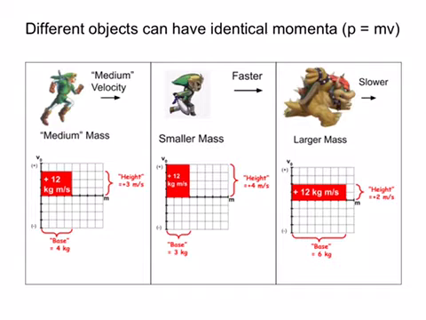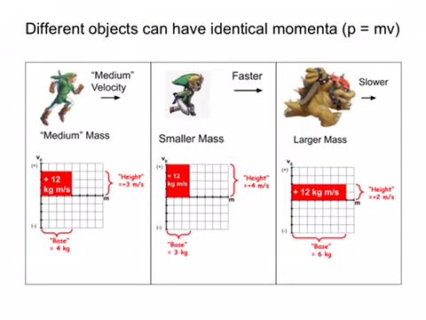Another important thing to note is how different moving objects can have the same momenta. Small objects moving fast can have the same momentum as large objects moving slowly. Notice how the rectangle of this small mass is skinny and tall. So here we see Toon Link with a skinny rectangle and very tall height for his momentum rectangle, whereas Bowser here, he's a big guy, so we've got a wide base of 6 kilograms and a height of 2 meters per second.